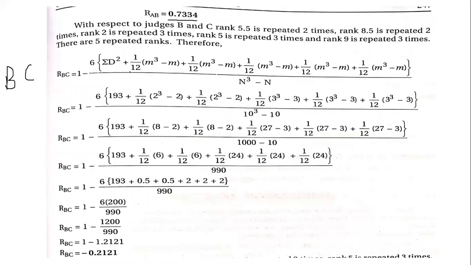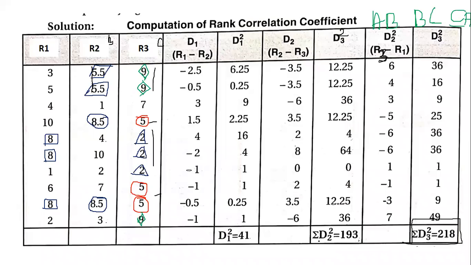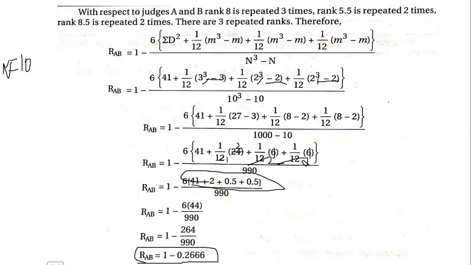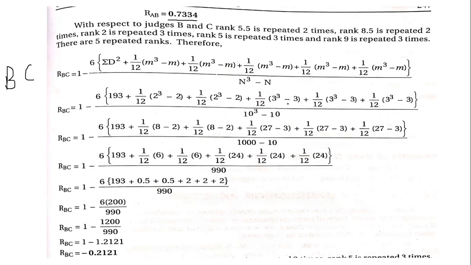So sigma d square here would be 193. This will be the sigma d square, and then 1 by 12 into, for judge C it's all 3 times, and then for judge B it is 2 times. So 2, 2 and then 3, 3, 3. That is what is given. Now when you simplify, you get a minus value here for the second combination. For the first combination you got a positive value, for the second combination you got a negative value.